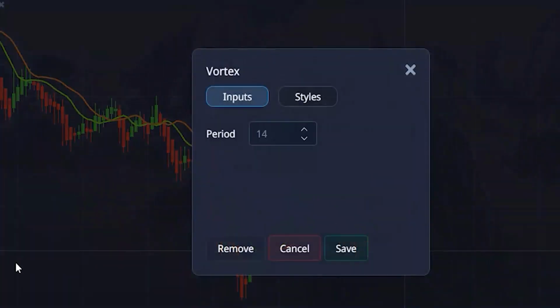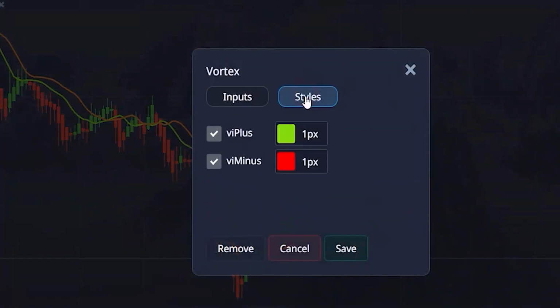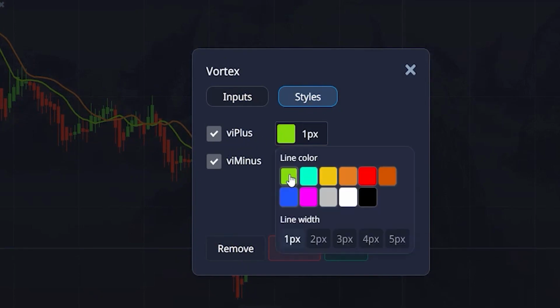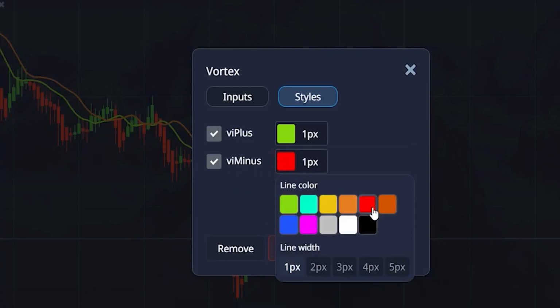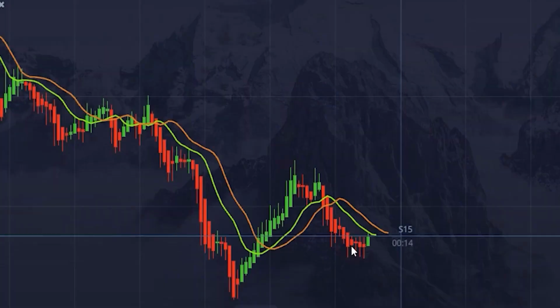My Vortex comes with the period of 14. Right here on the style level at the VI plus section, I'm going to be using a green color. I'm going to set it on 1 pixel, while the VI minus, I'm going to be using a red color. I'll set it on 1 pixel as well. So when I'm done, I'm going to click on save.